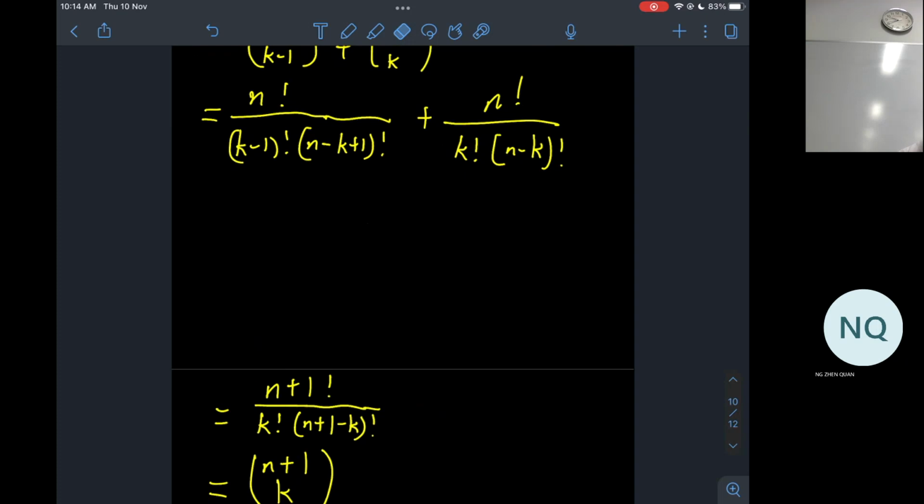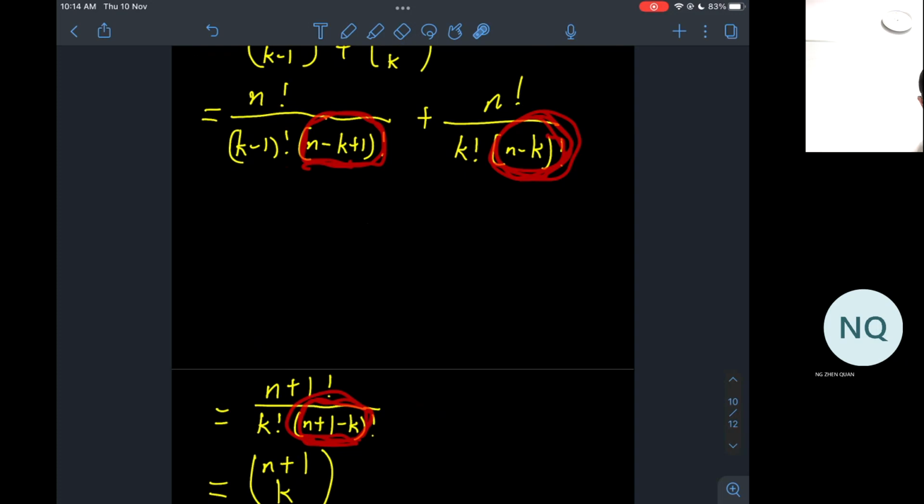Now you want to make a bridge between these two. How to make the bridge? See the denominator first. You need to make the same denominator. Here is k. Here we have k minus 1. So how to make k minus 1 factorial into k factorial? Times k, correct? Very good. How about here? Here we have n plus 1 minus k, or not? Yes. How about this one? We don't have it. So what's the difference between n minus k and n plus 1 minus k? Plus 1, very good.